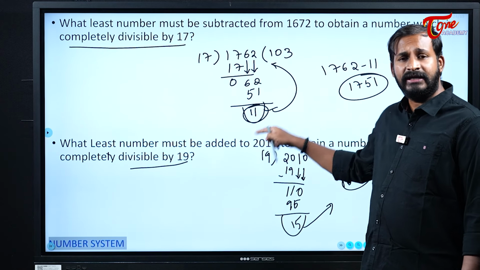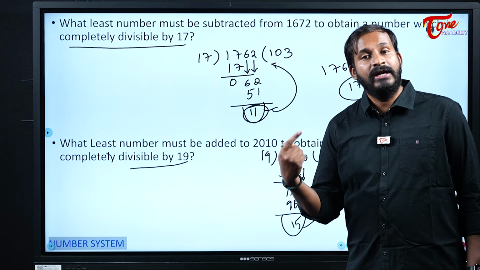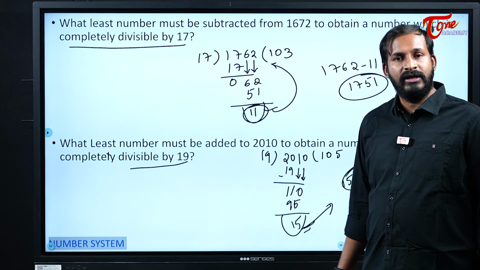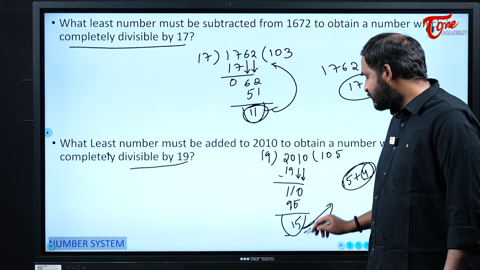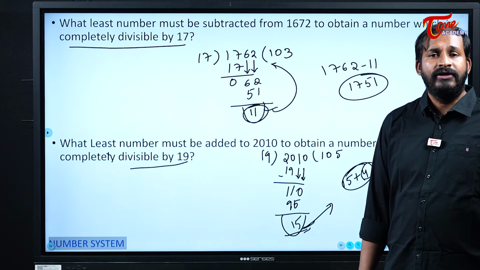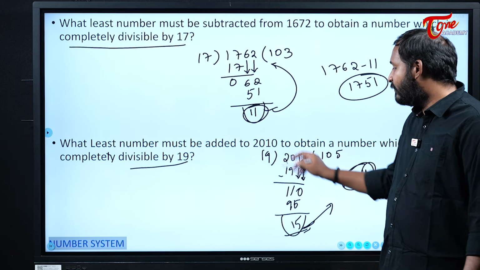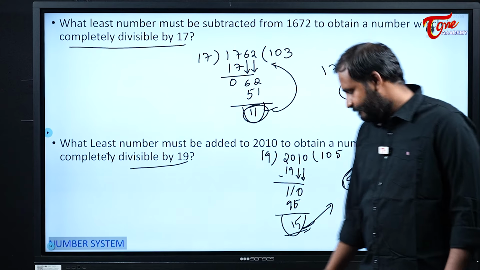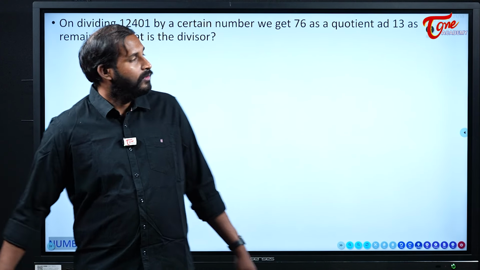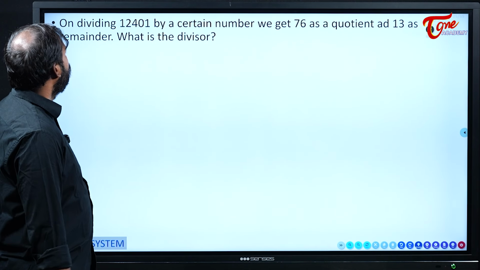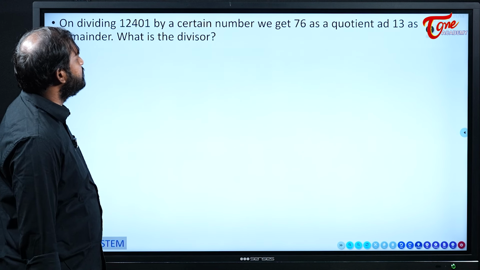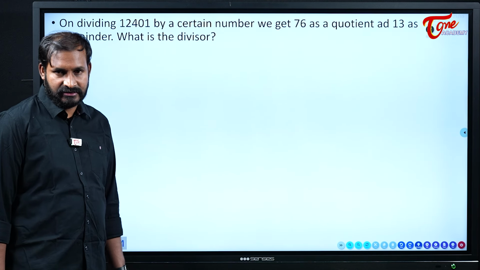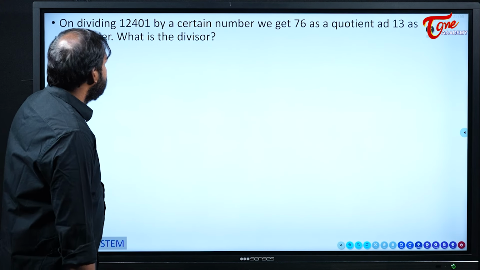If you want to subtract, directly subtract the remainder. If you want to add, we need to add something to the remainder so that it will be equal to the divisor. So what is the number which I need to add to 15? I need to add 4 to 15 so that it will be equal to 19. So my answer will be 4. Next one. On dividing 12401 by a certain number, we get 76 as quotient and 13 as remainder. What is the divisor? Now please see here.